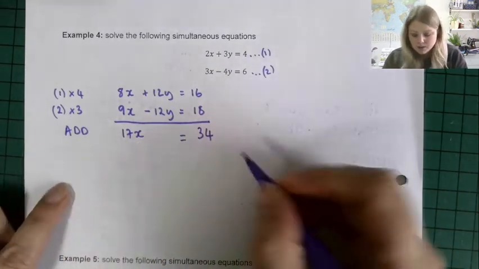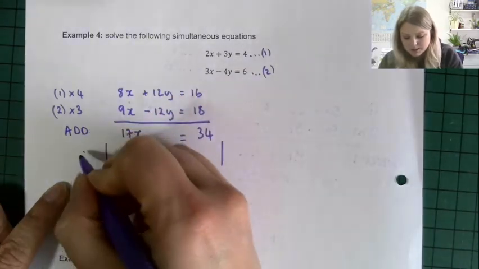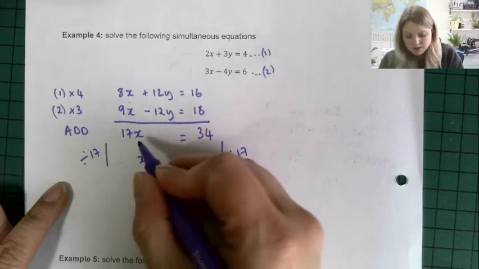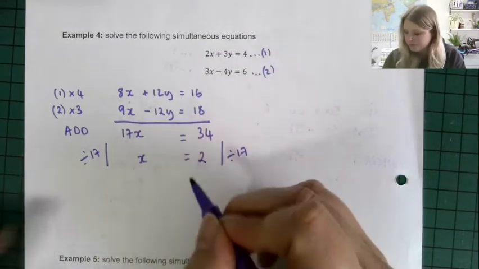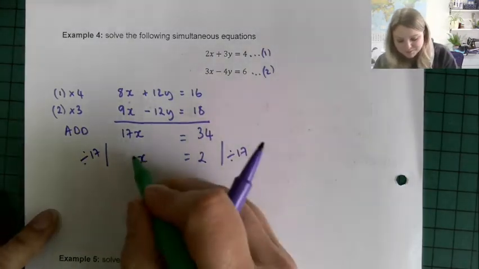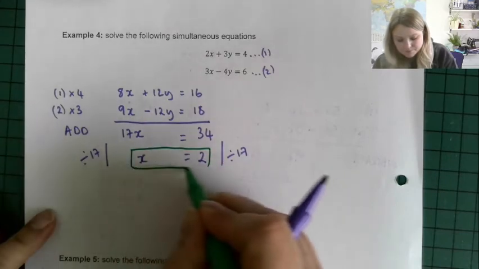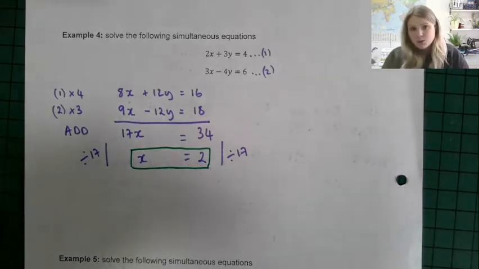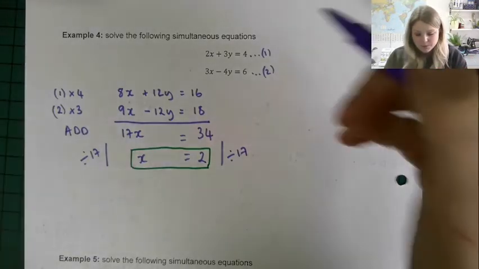Okay, get x on its own. If I divide both sides of my equation by 17, I'm going to get x equals 2. So there's my first one. Now that we have one of those, we substitute that value either back into equation 1 or equation 2. Okay, so let's have a look.